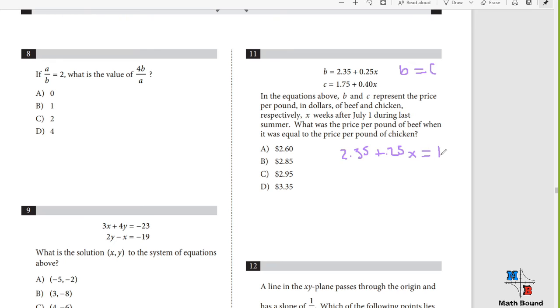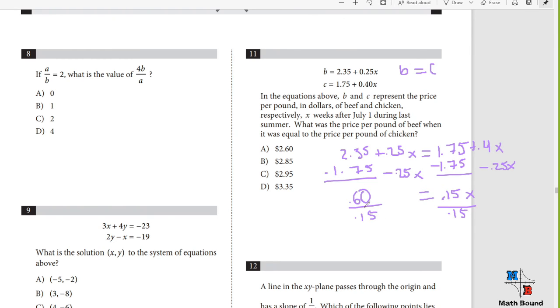0.25x equals 1.75 plus 0.4x. I'm going to subtract 1.75 from both sides, and I'm going to end up with 60 cents. I'm going to subtract also 0.25x from both sides, and it turns out 0.60 should be equal to 0.15x. 15 goes into 60 4 times, so x equals 4.